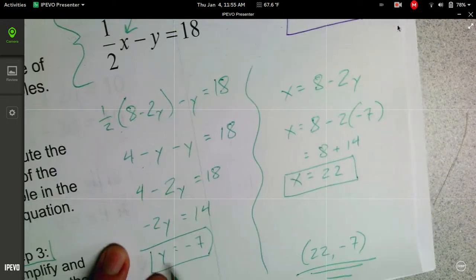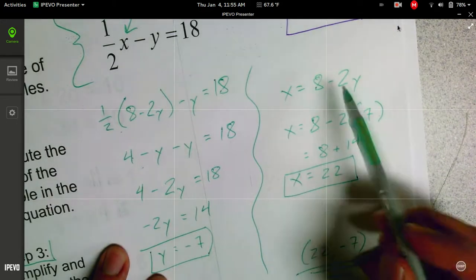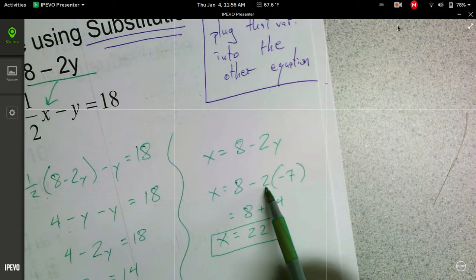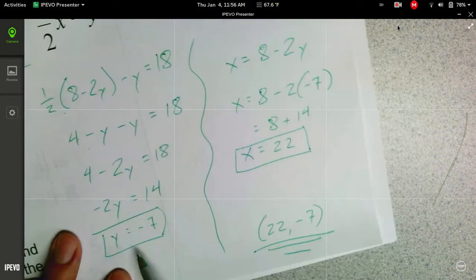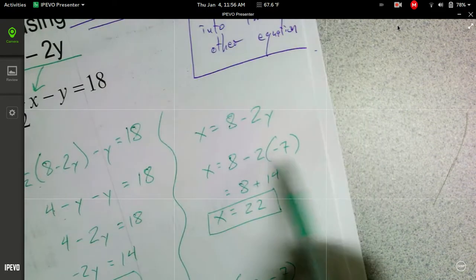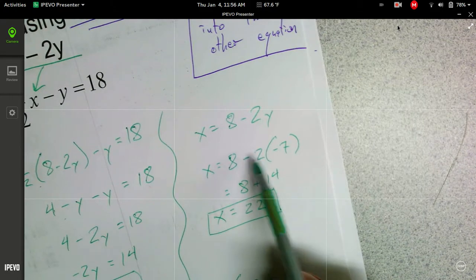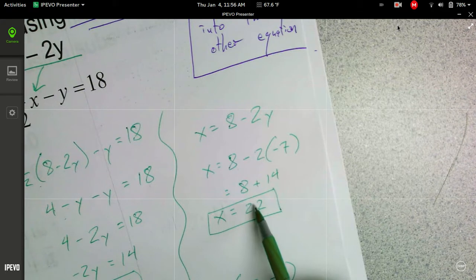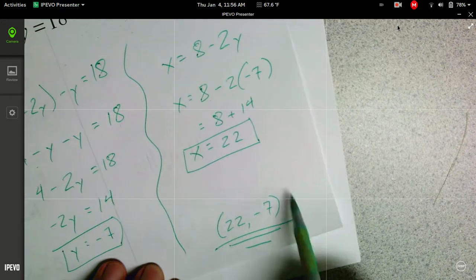So we'll take y is equal to negative 7, and we're going to plug that into x is equal to 8 minus 2y. And that will give us x is equal to 8 minus 2 times negative 7, because y is equal to negative 7. Distribute, we get positive 14, because a negative times a negative is positive. So we get 8 plus 14, which is equal to 22. So x is equal to 22, giving us a solution or a point of intersection of 22 and negative 7.